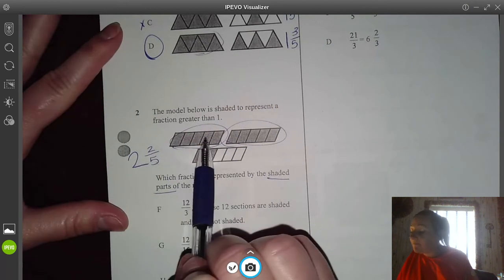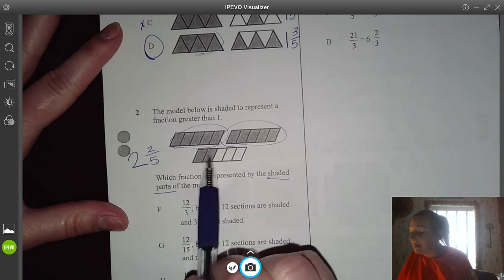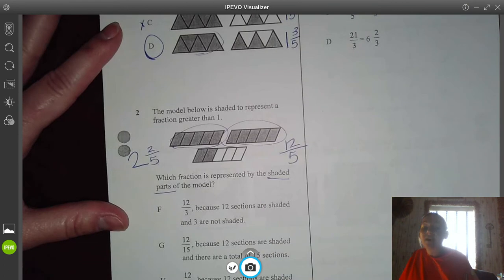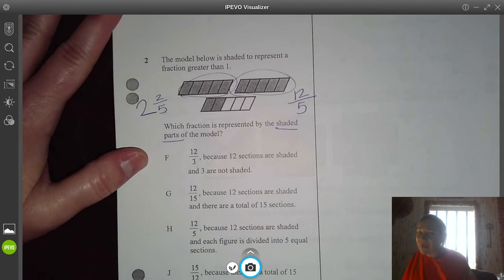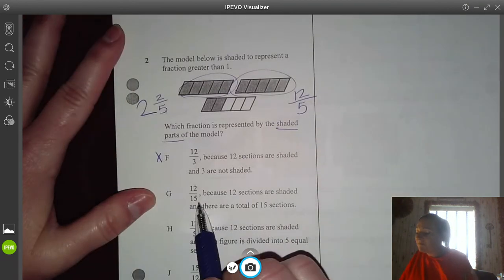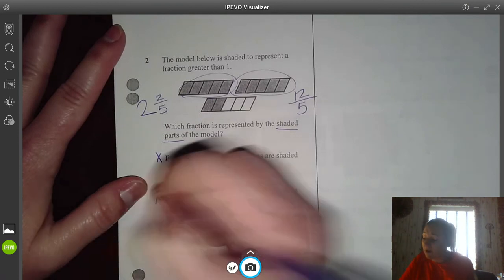Because there's 5 parts of the whole. So that'd be 1, 2, 3, 4, 5, 6, 7, 8, 9, 10, 11, 12. 12 what? 12 total fifths. So is it 12 thirds? Those aren't thirds because there's 5 sections of the whole. Is it 12 fifteenths? Well, that's not fifteenths. There's definitely not 15 parts of the whole.